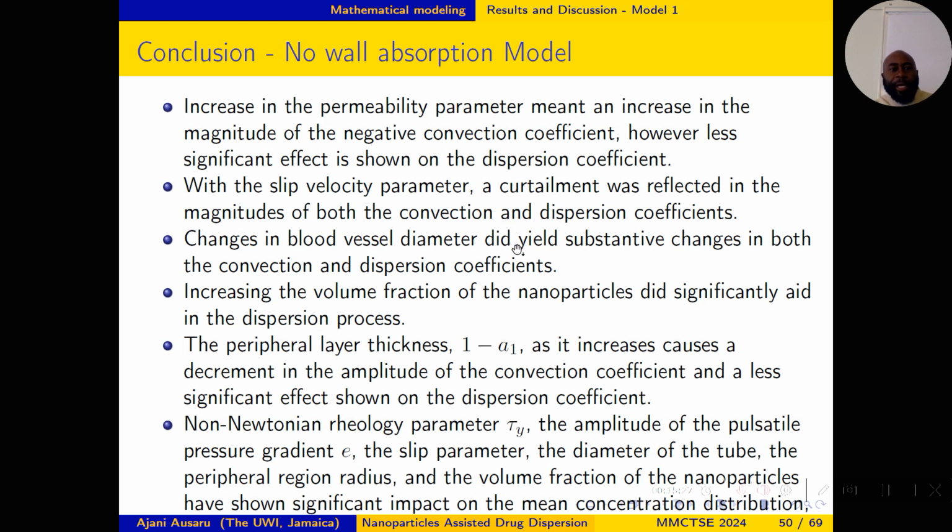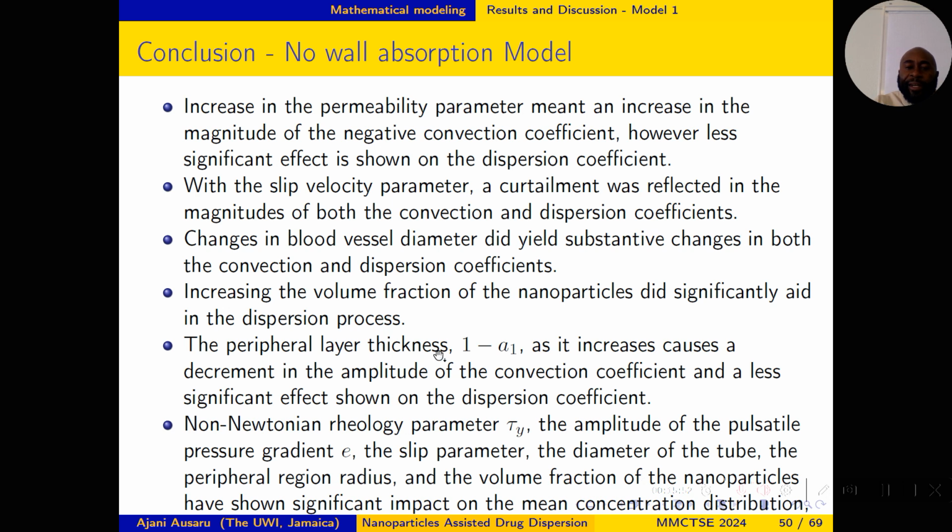And we have some conclusions in that an increase in the permeability parameter meant an increase in the size of the negative convection coefficient. However, it is less significant on the dispersion coefficient. The slip velocity parameter reflects a curtailment in the size of the convection and dispersion coefficients. Increasing the volume fraction of the nanoparticles did significantly affect the dispersion process.